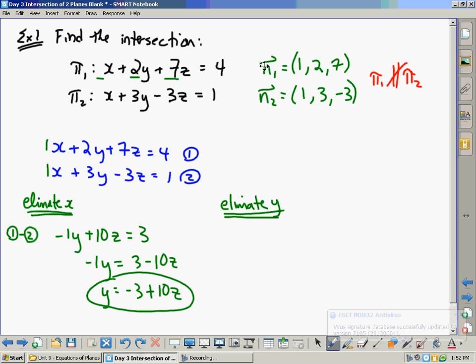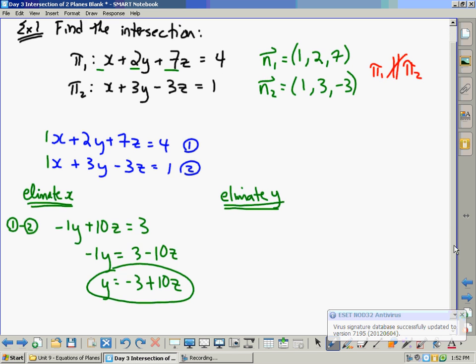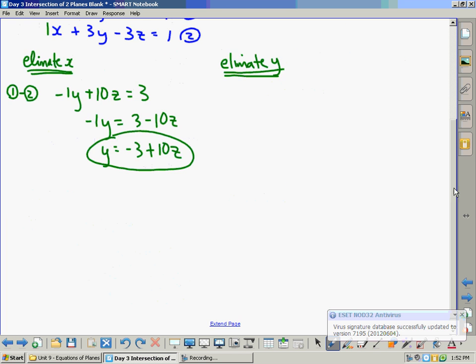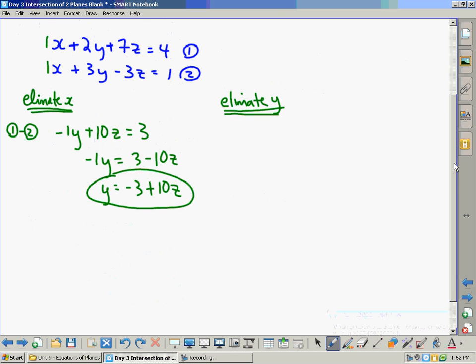Now I'm going to go back to equations 1 and 2, and I'm going to eliminate y. Well, notice I've got 2y and 3y. So I'm going to have to do something to both of those in order to eliminate y. I'm going to take equation 1 and multiply it by 3, and equation 2 and multiply it by 2. My hope here is that by multiplying the first equation by 3, I'll end up with a 6y. And if I multiply equation 2 by 2, I'll also get a 6y. And then I can eliminate.